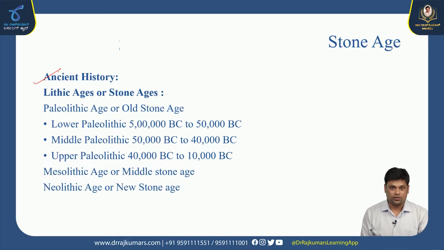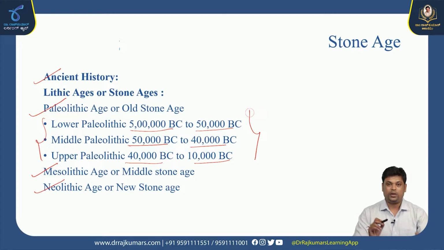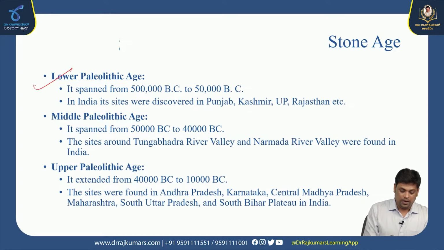Lithic ages and stone ages. There are three types of stone ages: old stone age, that is Paleolithic; middle stone age, that is Mesolithic; and new stone age, that is Neolithic. 5 lakh BC to 50,000 BC is lower Paleolithic, 50,000 BC to 40,000 BC is middle Paleolithic, and 40,000 BC to 10,000 BC is upper Paleolithic. Under the old stone age itself, we have three categories. Remember, in this chapter, you need to know about the places, what type of tools they used, and important rivers. The lower Paleolithic age spanned around 5 lakh BC to 50,000 BC.